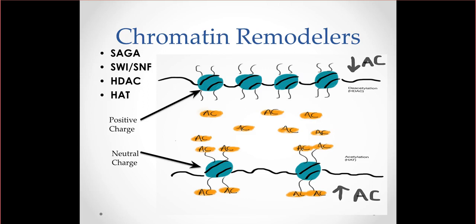Another strategy uses the histone tails. The tails contain positively charged lysine to keep the negatively charged DNA attracted to it. The histone acetyltransferase, or HAT, acetylates the histones, causing the DNA to loosen because the histone now has a neutral charge. This makes the DNA more accessible.